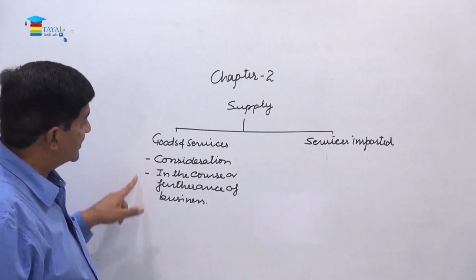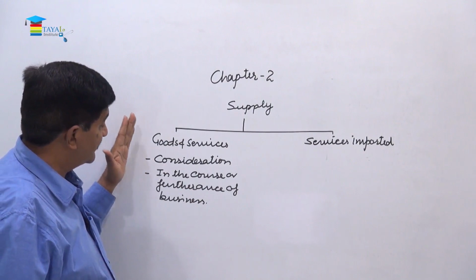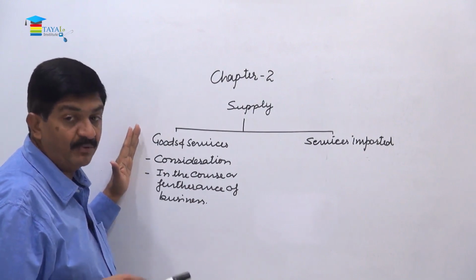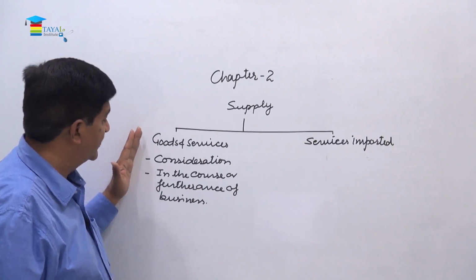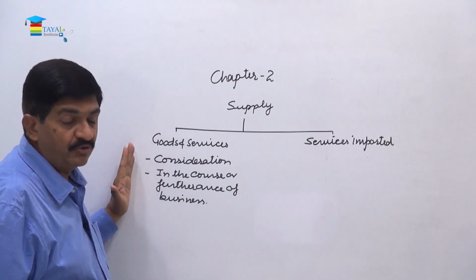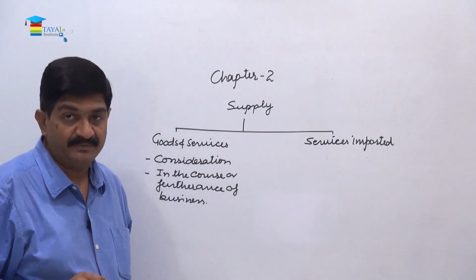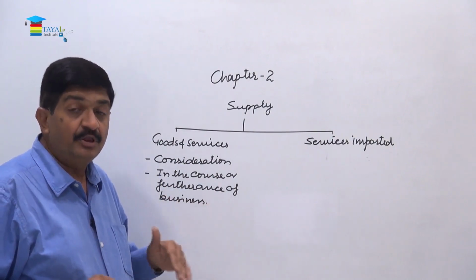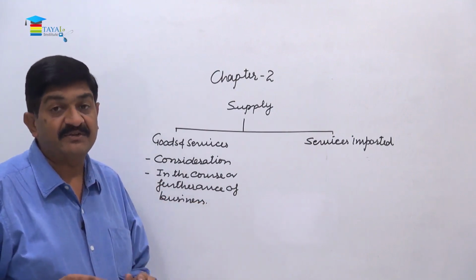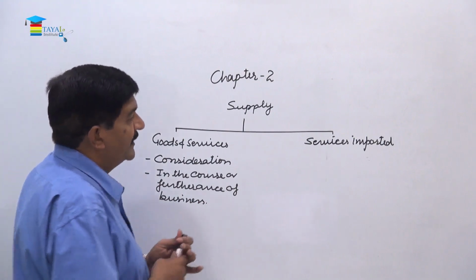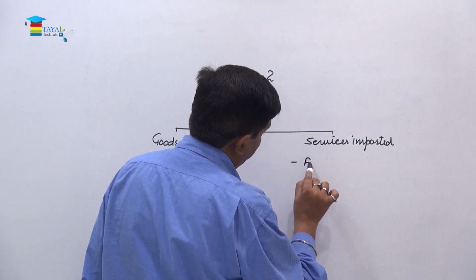When two things are there, effectively three things, there are goods or services, and there is a supply. Supply we are already talking about, so there is sale, exchange, barter, etc. Everything is covered in that, and it is in the course or furtherance of business. Then it is a supply for the purpose of GST, and then it becomes taxable. If it is not in the course of business, not in the furtherance of the business, that will not be taxable.